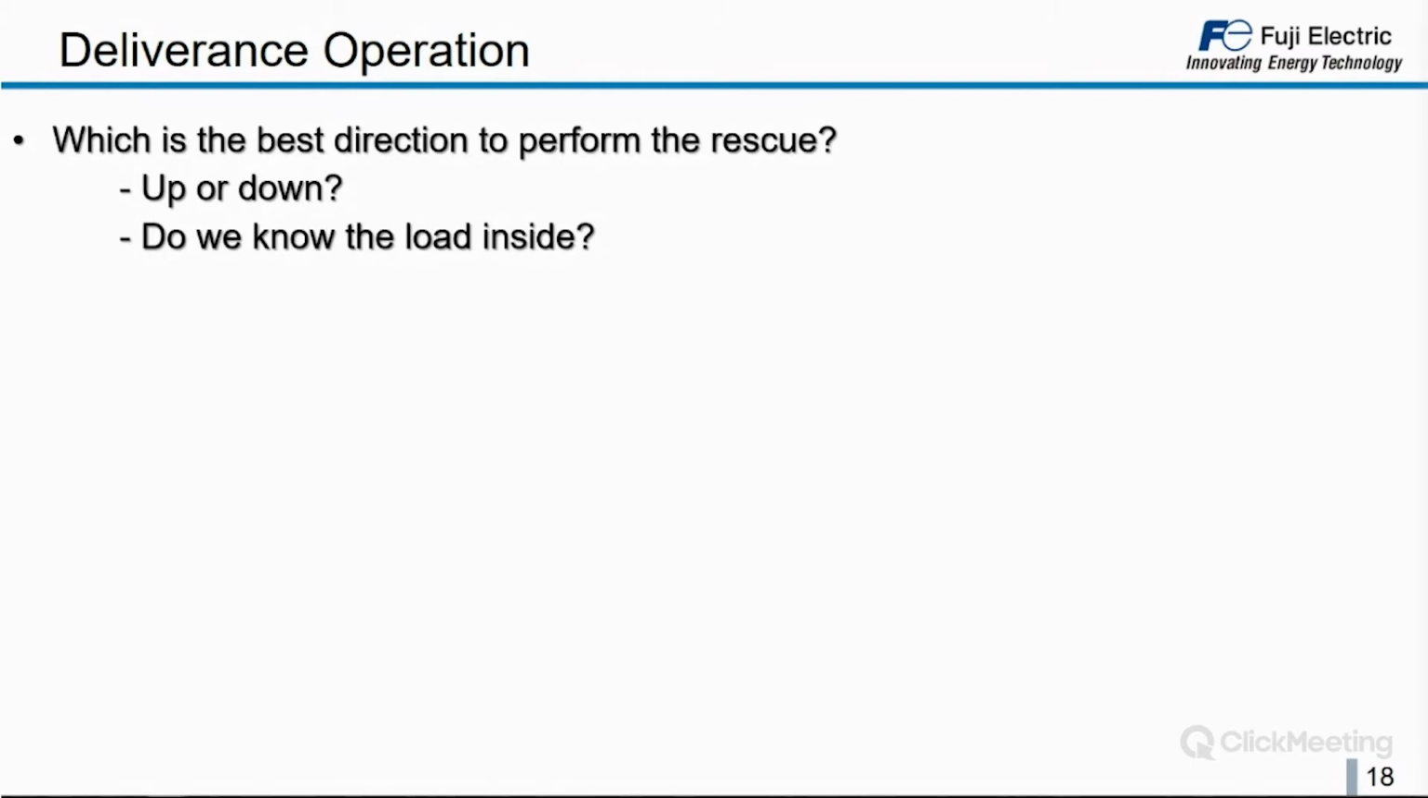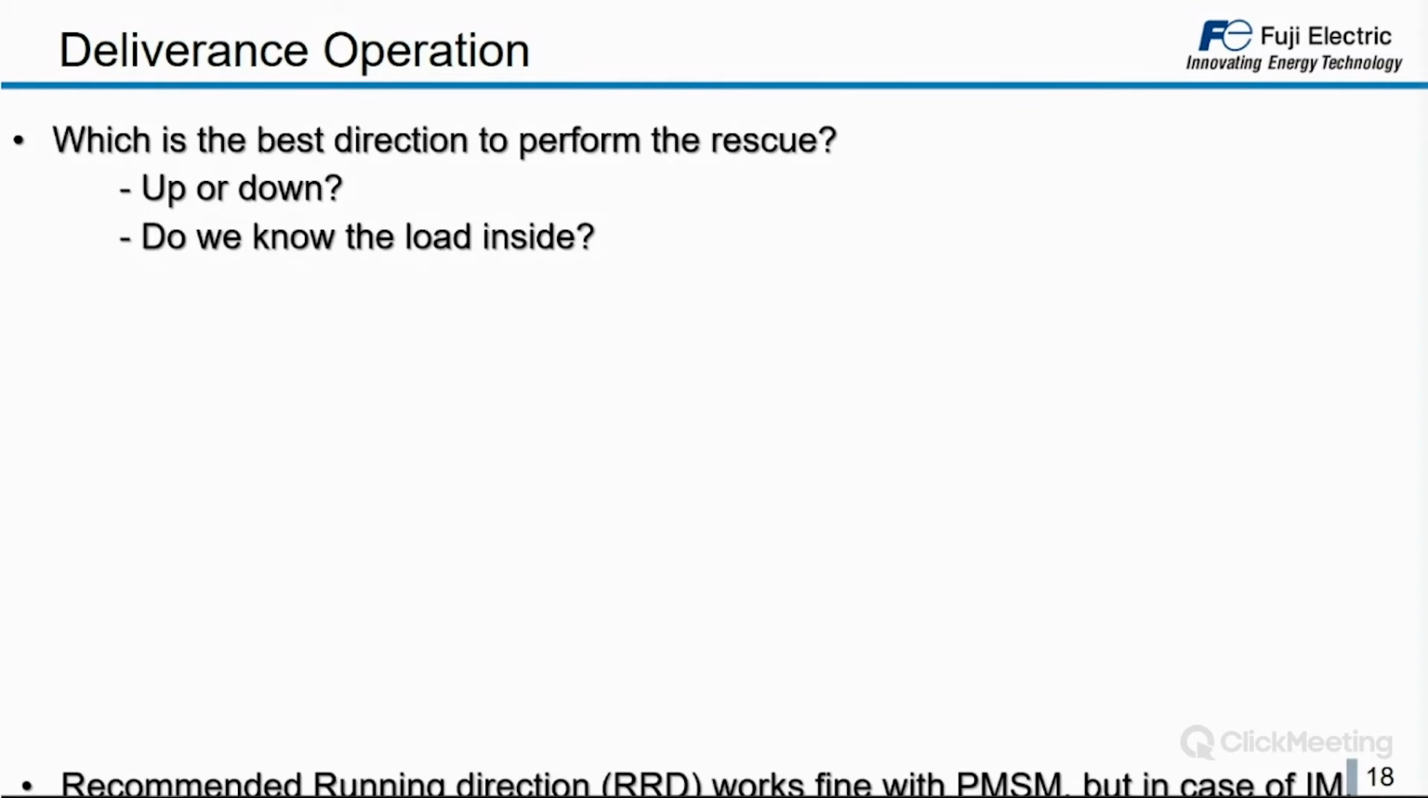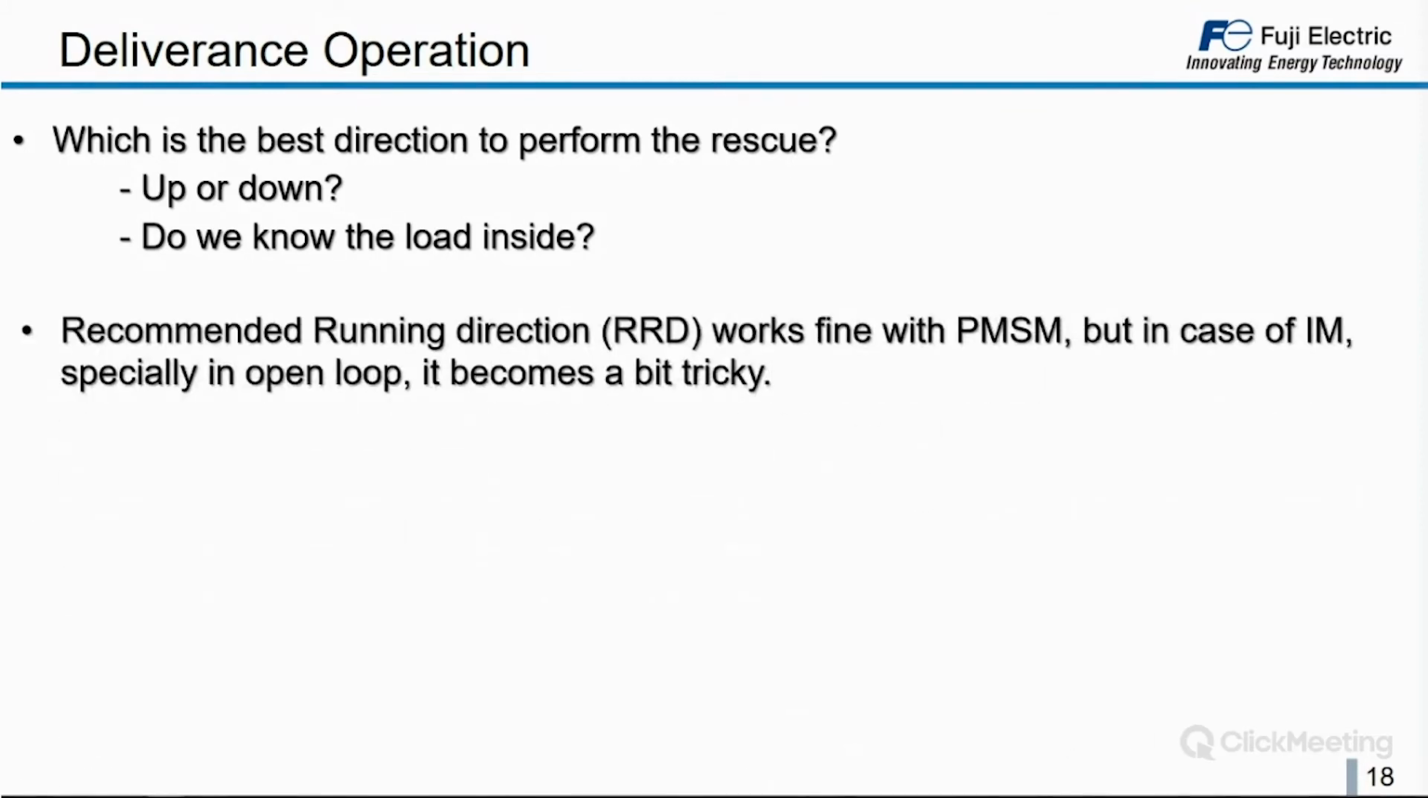But do I know the load inside the car? How can I check the load inside the car? This is always the question we have when performing a rescue operation. LM1 has the recommended running direction, which works fine for synchronous motors. But in the case of induction motors, especially in open loop, it becomes trickier because the torque at low speeds is not clear because of the gearbox, whether we are driving or braking. So it's not working 100% of the time.